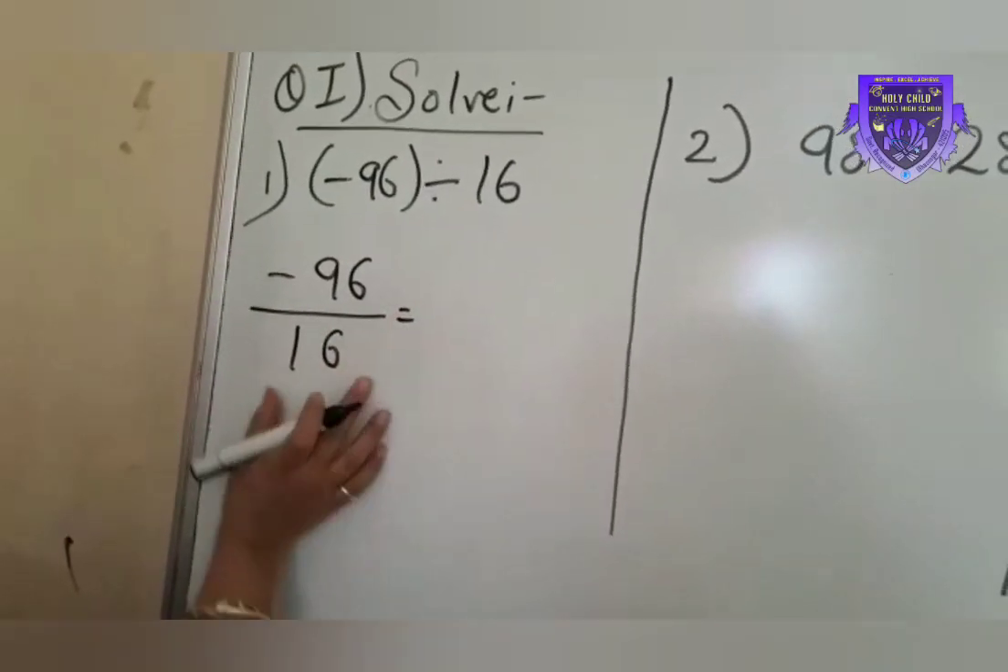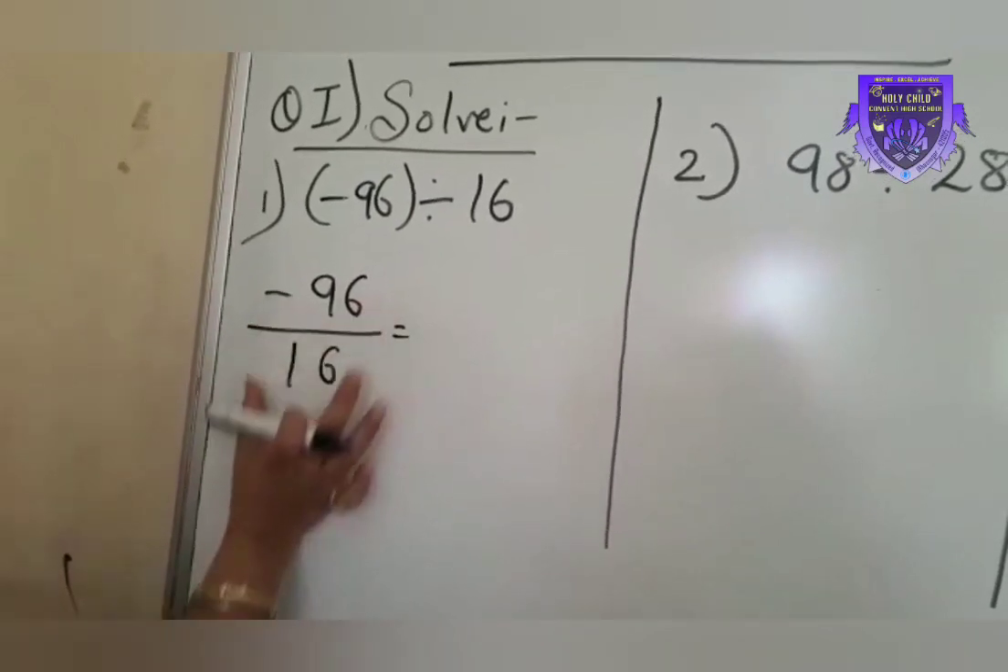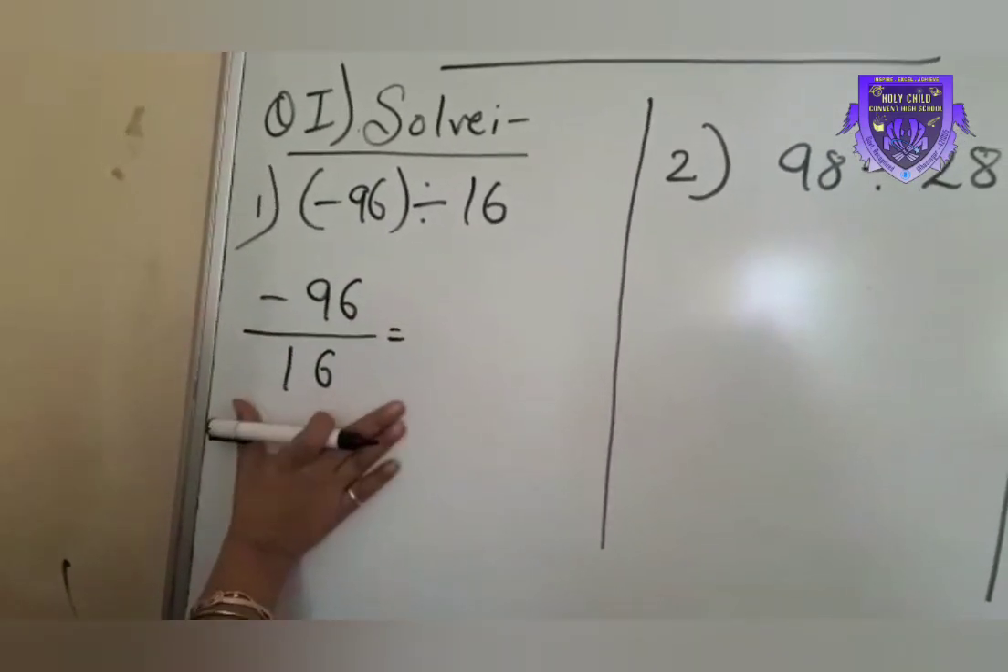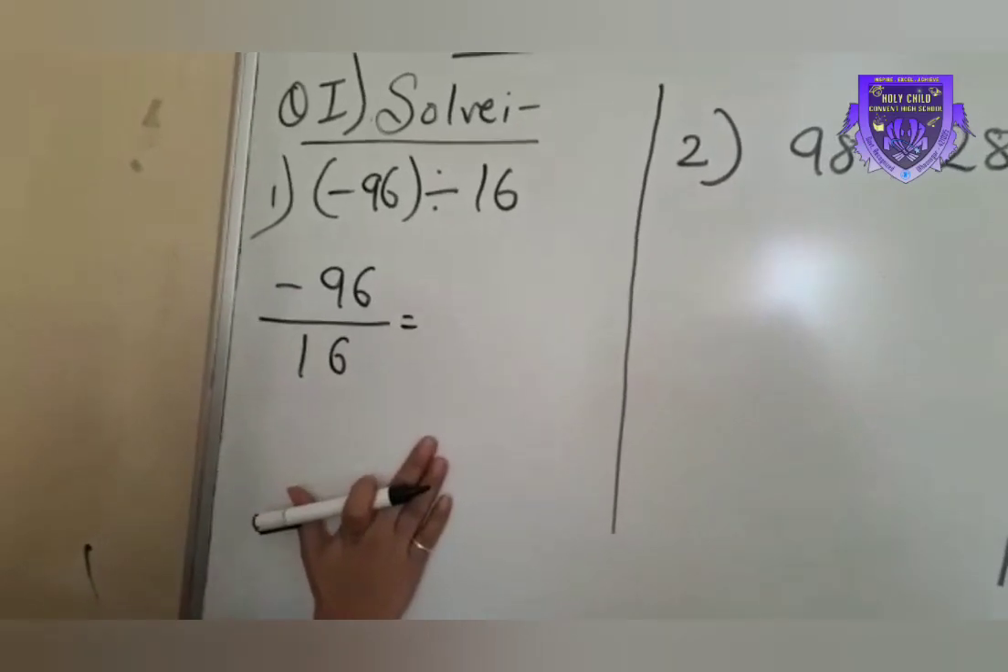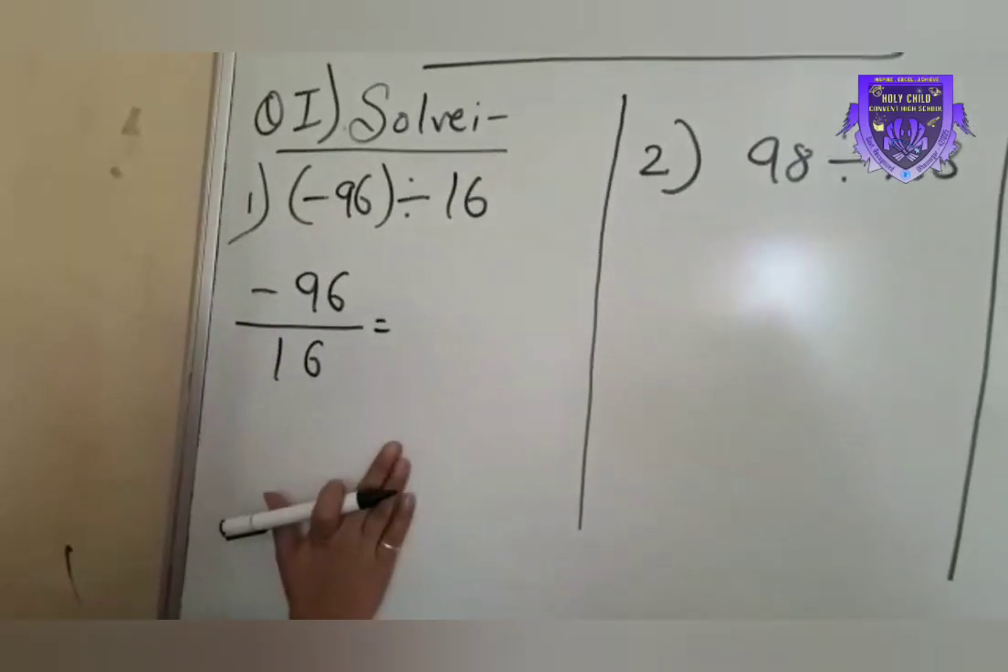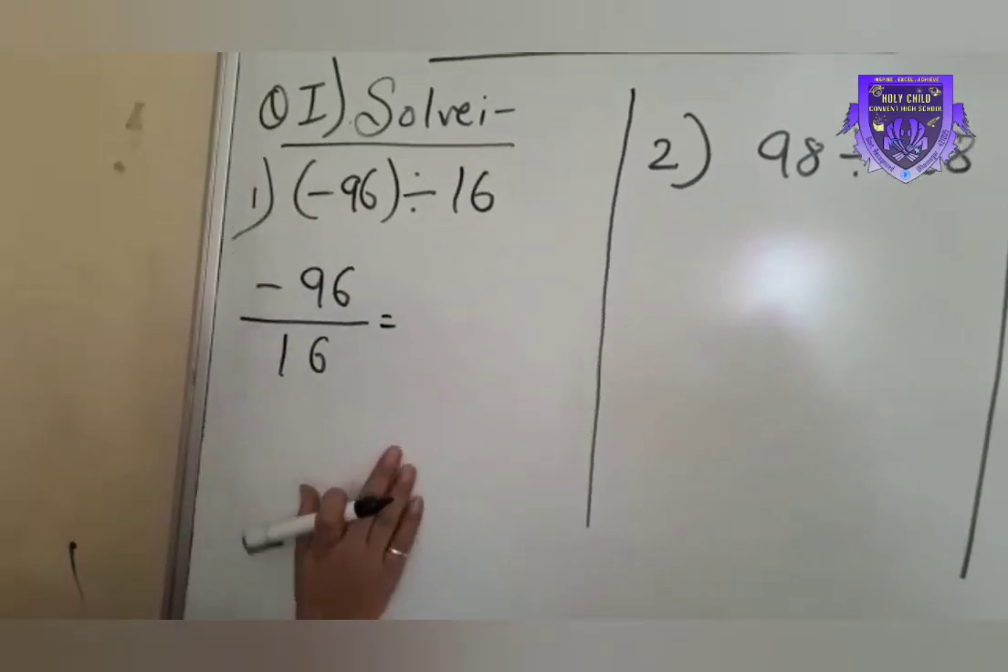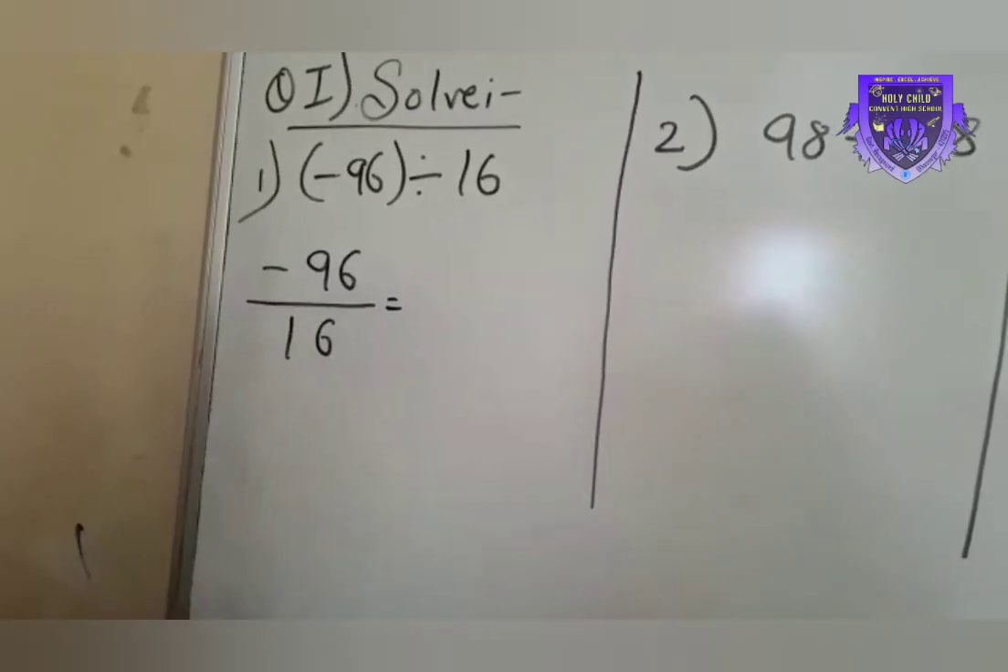Now, does 96 come in the table of 16? For this chapter you have to learn the tables till 20 by heart, the tables till 20. Then only you can do the sums.